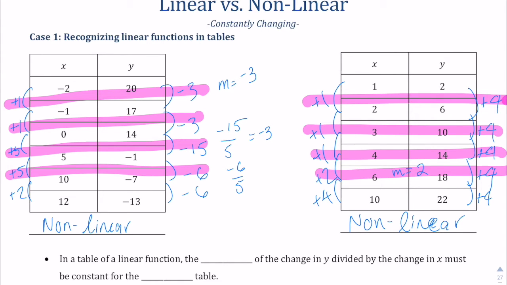So let's try to sum this up. In a table of linear functions, the rate of change in y divided by the change in x must be constant for the entire or total table. Okay, so the whole way through it has to be consistent. As soon as you find one inconsistency, the table is non-linear.